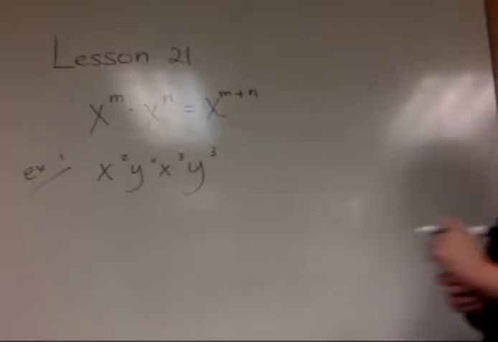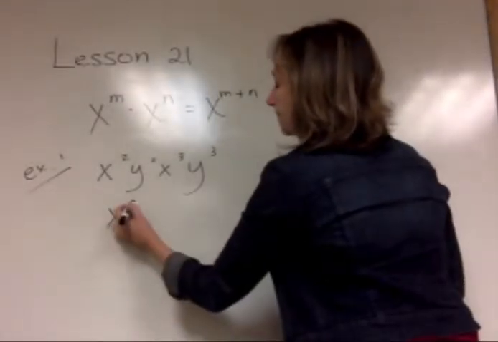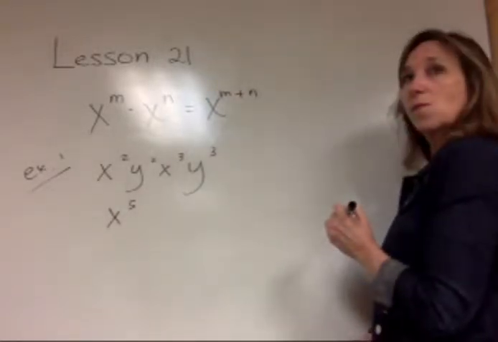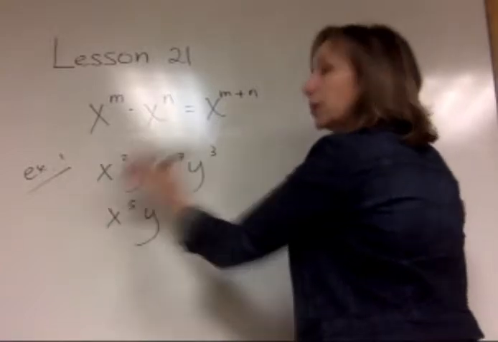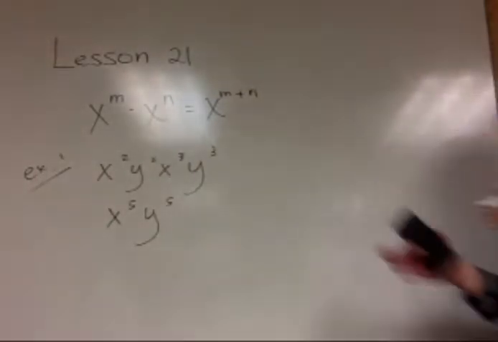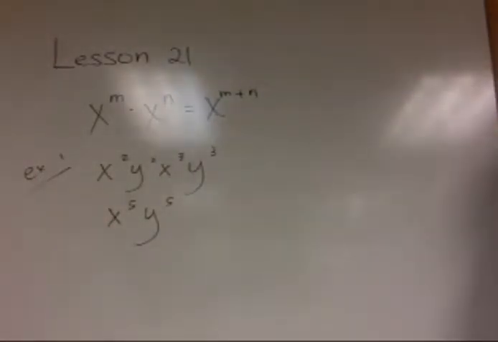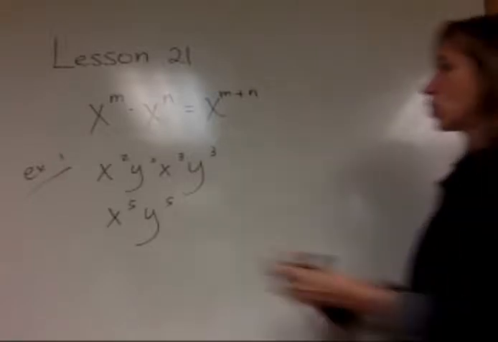X to the 5th times y to the 5th. Yeah, so you're going to add the exponents on the x's, add the exponents on the y's. Wait, so it would have x to the 5th. Isn't it x to the 7th? It's x to the 7th, because you're adding the 3 and the 2 from the x.